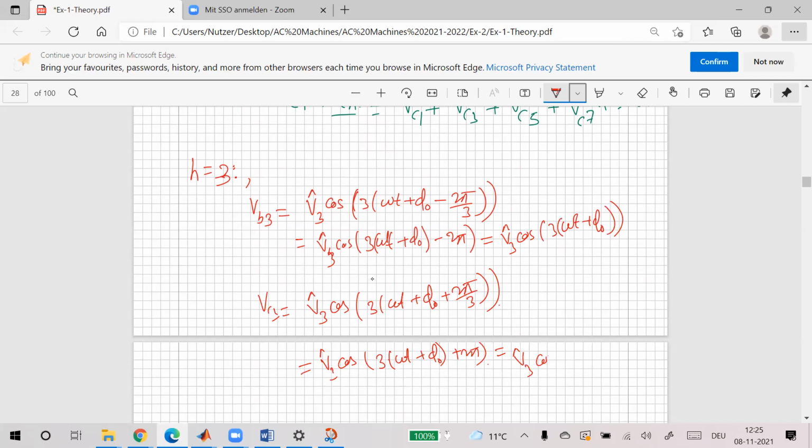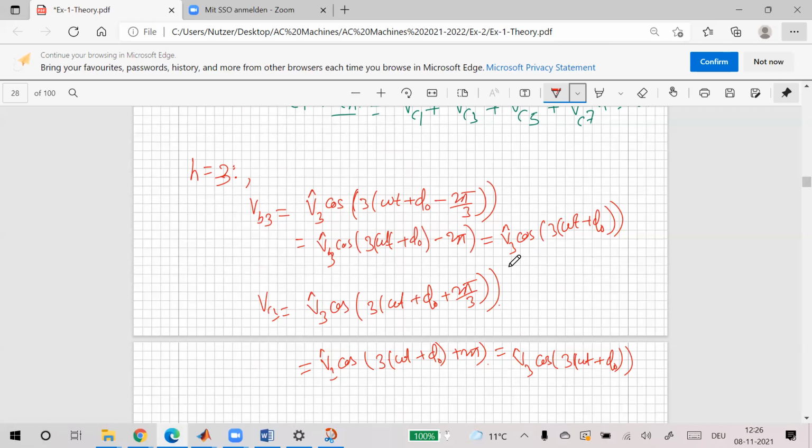And this is again going to be cos 3 omega t plus phi naught. Oh, it's interesting that you see similar expressions for the third harmonics. So it makes basically the zero sequence. Only the third harmonics makes the zero sequence component. And I think you use this for your common mode voltage.